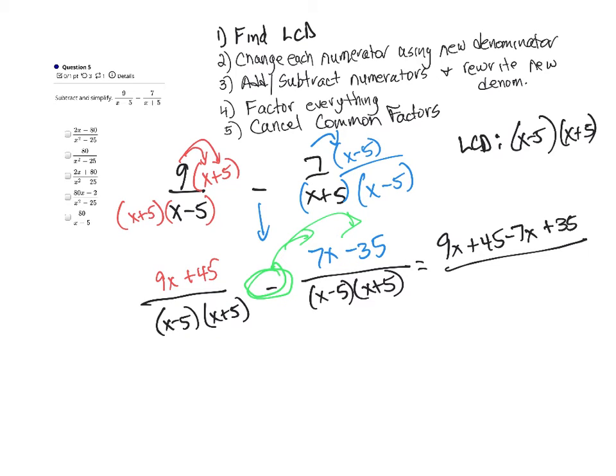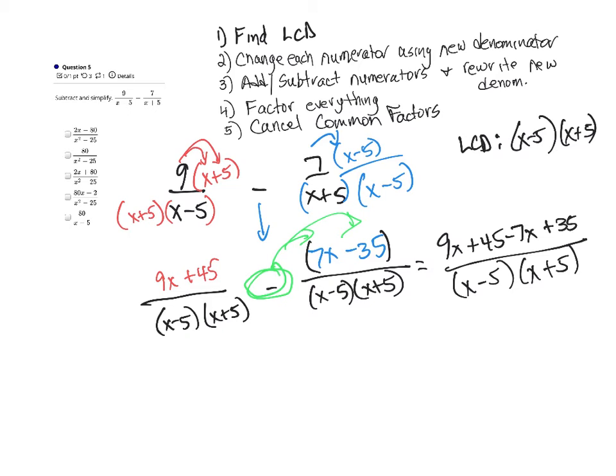If this were a plus, we wouldn't have to change any of the signs. We would just look at the 9x, 7x, add them, 45 minus 35, put them together. But it's a minus, so this 7x right here is going to become a negative 7x, and the negative 35 becomes a positive 35. Now, you don't have to rewrite it like this. I just did so you could see where the numbers come from. You can do it in your head, and that's fine.